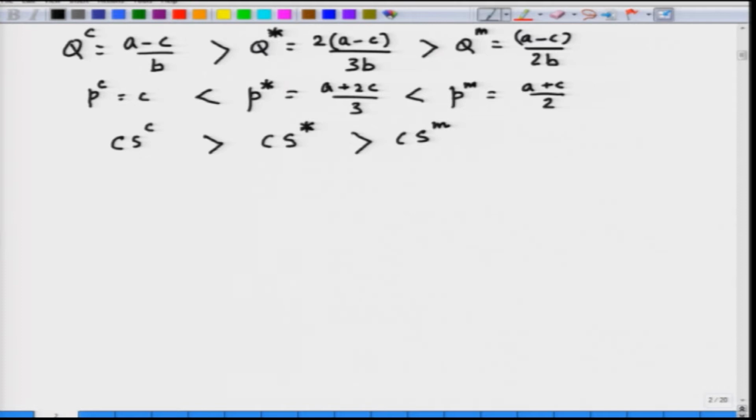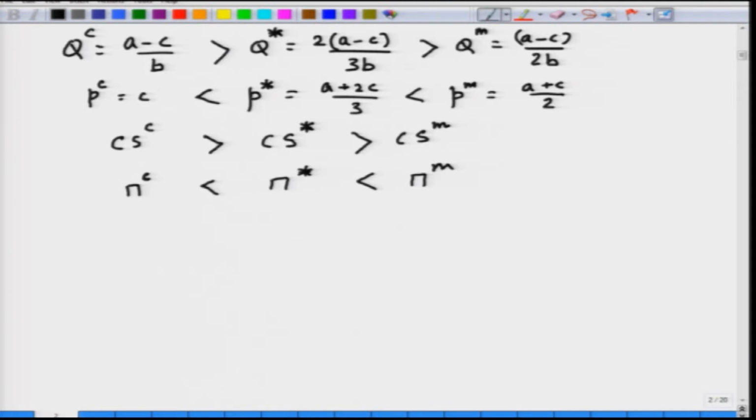And how do the producers react? For the producers, the monopoly output gives the maximum profit compared to the Cournot profit and compared to the perfectly competitive level of output. So, the profit under perfect competition for the producer is less than the profit under the Cournot model, which is less than the profit under monopoly. Okay. So, why were we interested in this?